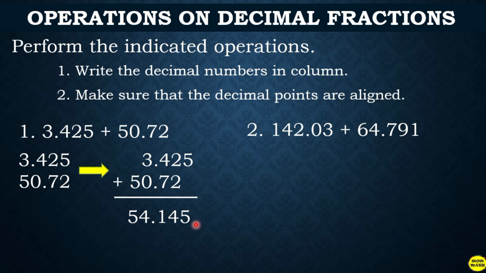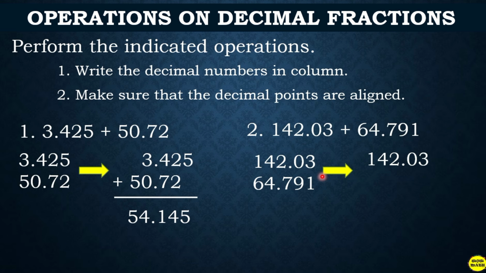Let's have the second one. So I have here 142.03 plus 64.791. Okay, so let us add. So again, sulat natin siya ng naka-column, but make sure naka-align ang ating mga decimal point. Ayun po. So let us now add.